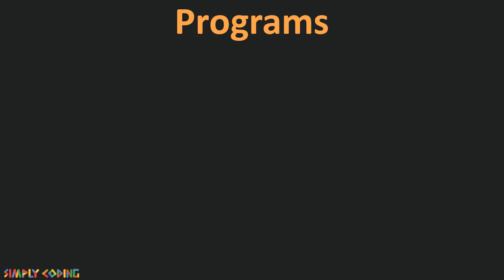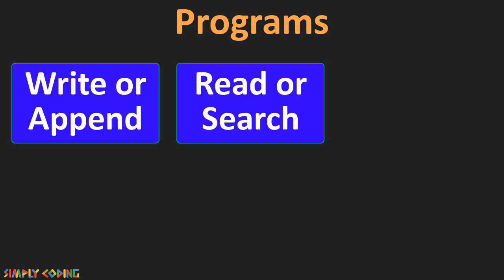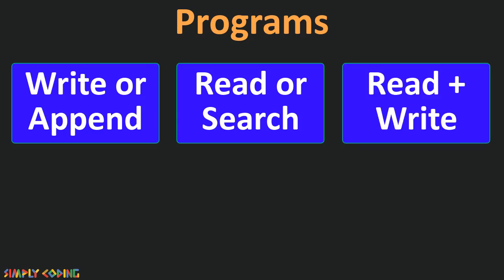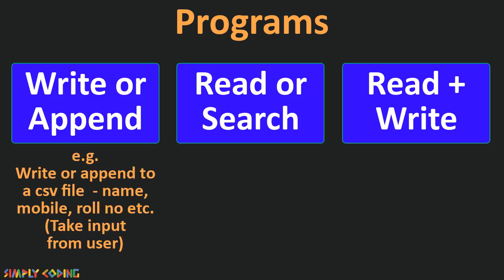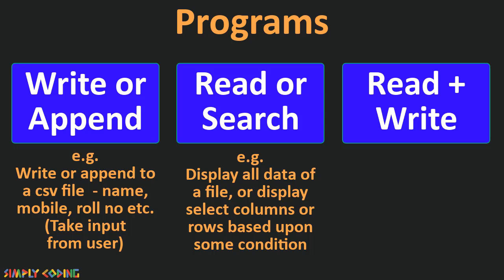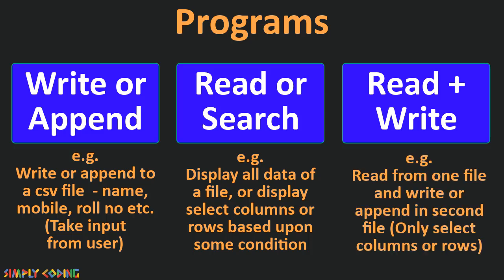So the typical programs you are asked would be to either write or append, read or search, or read plus write kind of programs. Examples of write programs are to write or append to a CSV file data such as username, mobile number or student name and roll number, where data is taken in from the user. The read or search programs could be simple programs like display all data of a file, or display only specific columns, or display rows based upon some condition. The read plus write kind of programs require you to read from one file and then write or append to another file, either some specific columns or only some specific rows.